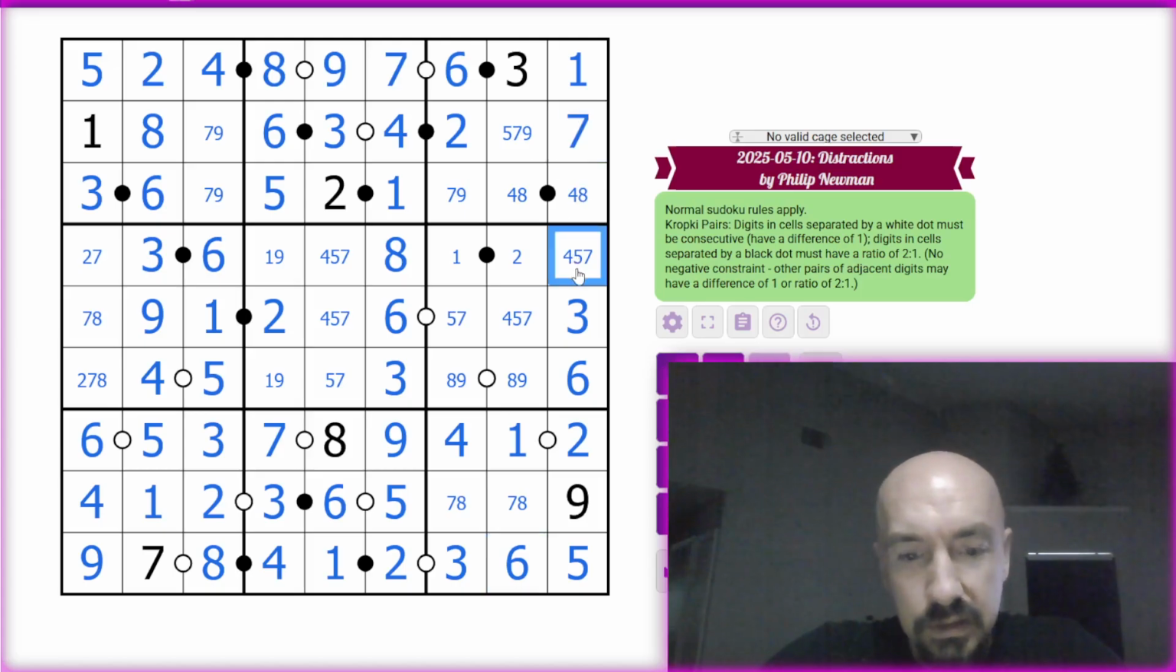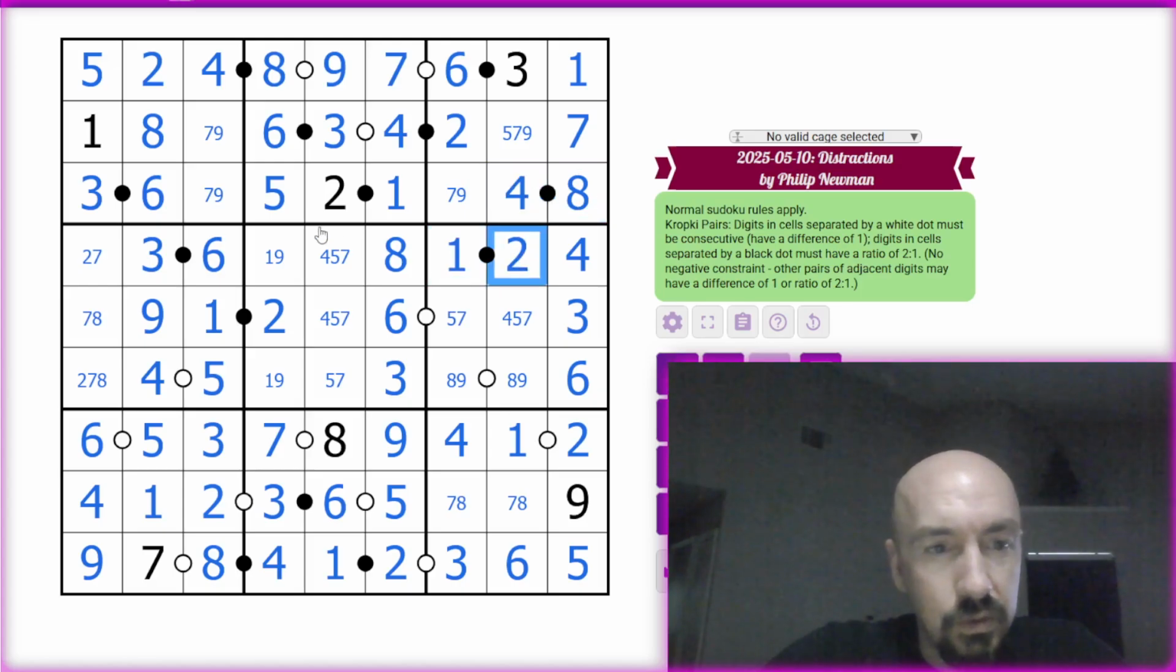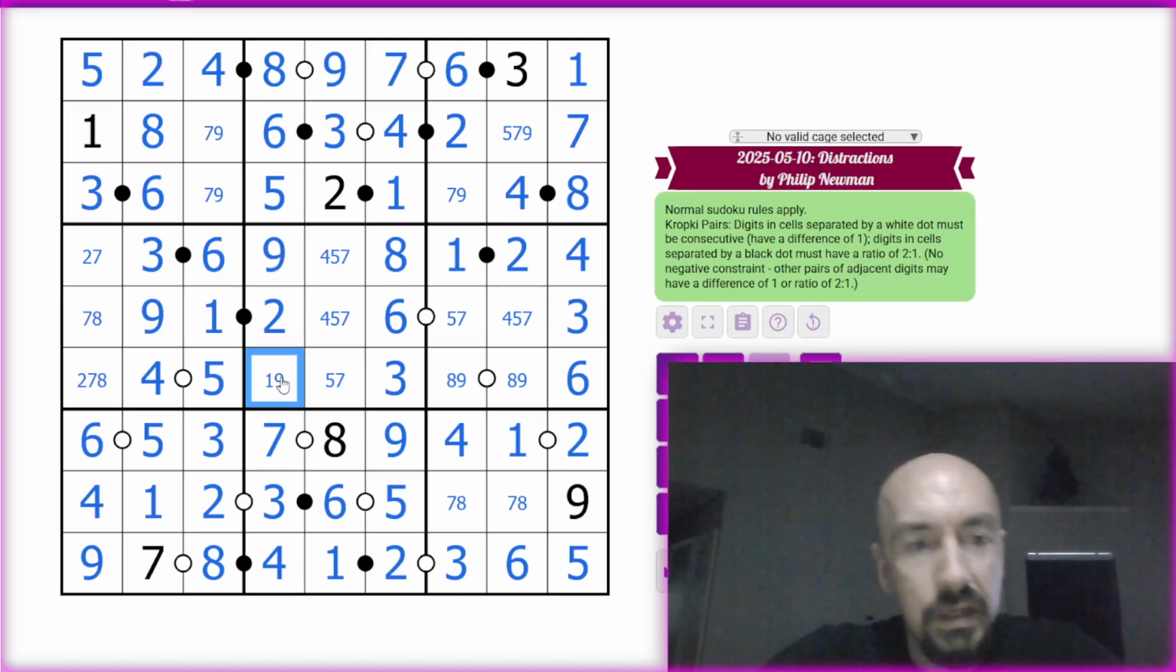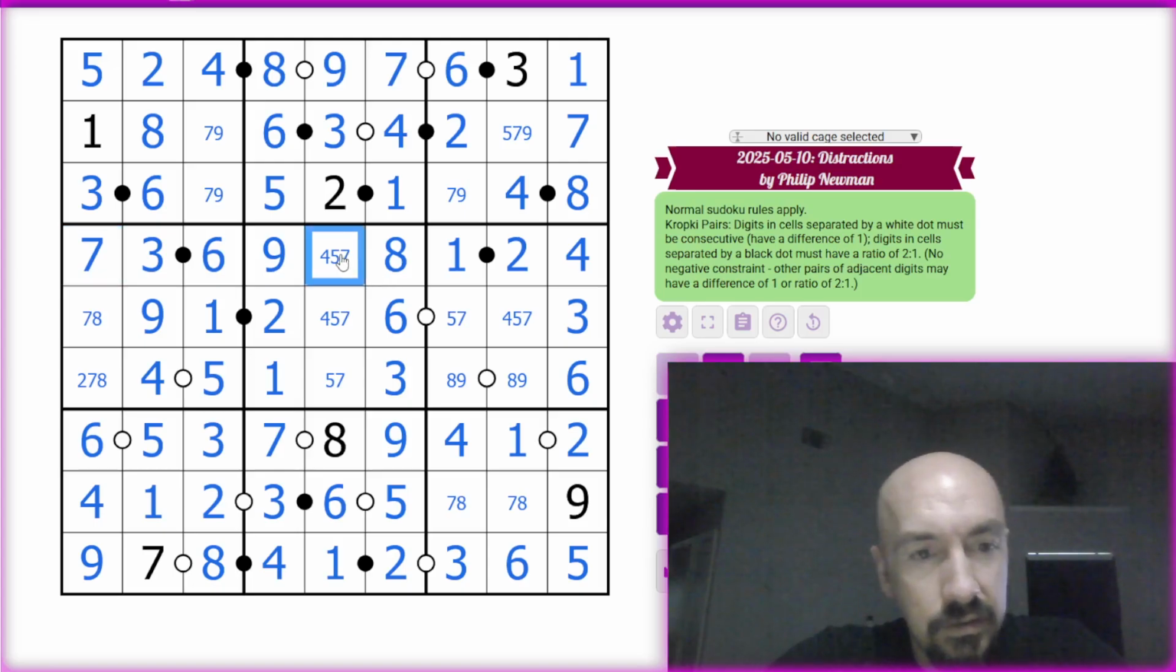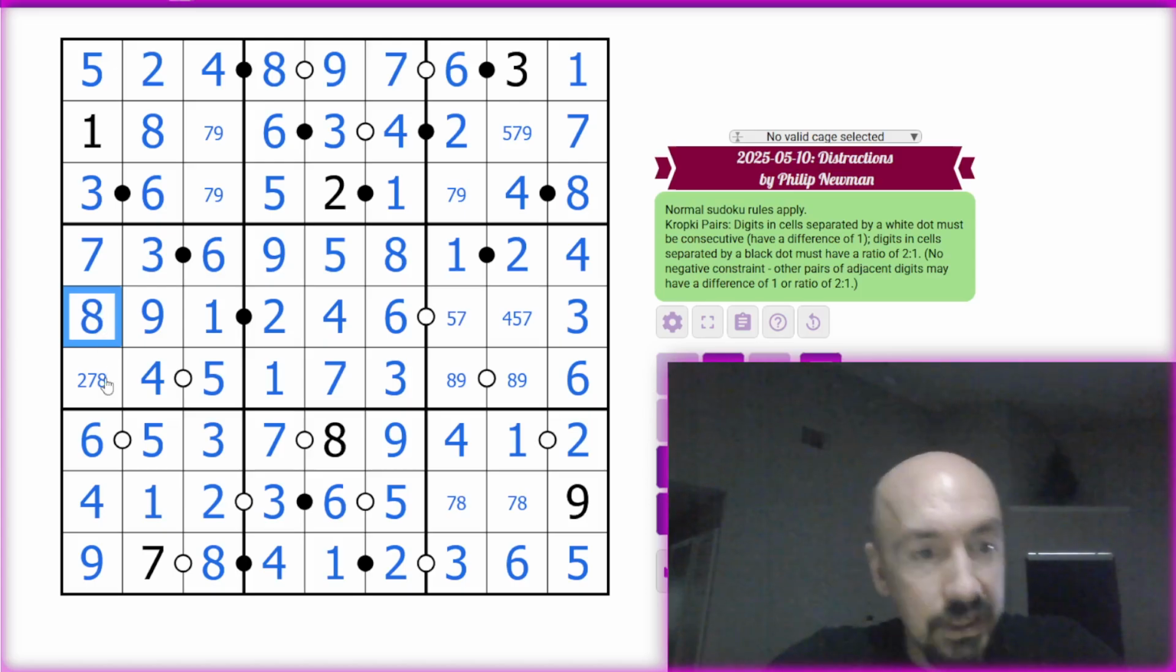So let me delete this 7 and 5. So this is a 4. So I have an 8 here, 4 here. That's a 1, 2. That can't be a 1, so it's a 9. That's a 1. That can't be a 2, so it's a 7. This is a 5. So I have a 7 here, 4 here, 4 here. That's an 8. This is a 2.